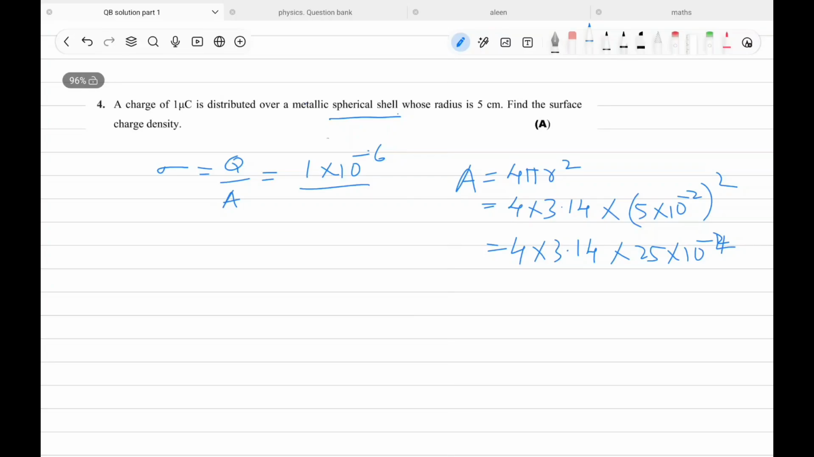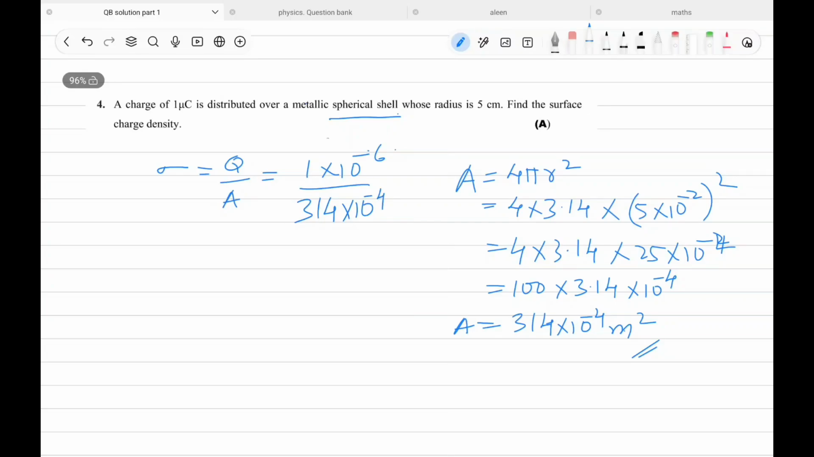Now it will become 25 4s are 100 into 3.14 into 10 to the power minus 4. So it will become 314 into 10 to the power minus 4. Area becomes this much, meter square. Okay, coming back to the equation. Now area, put this value 314 into 10 to the power minus 4.